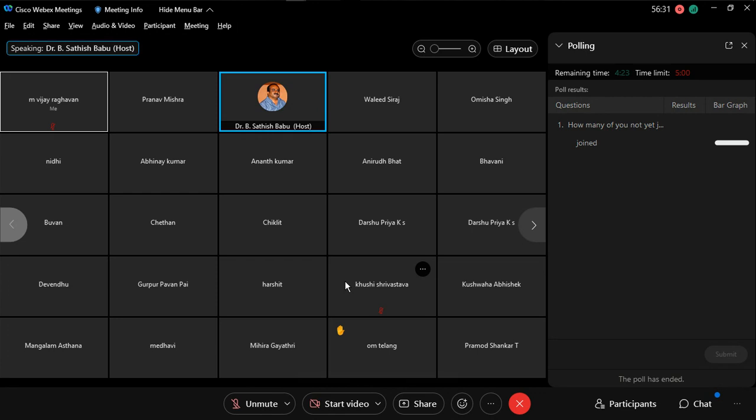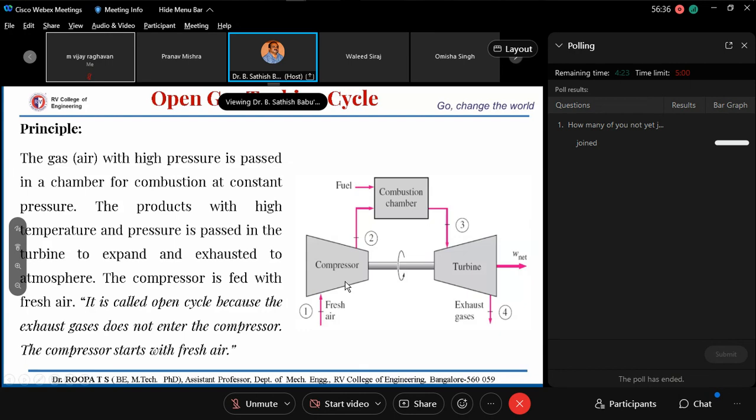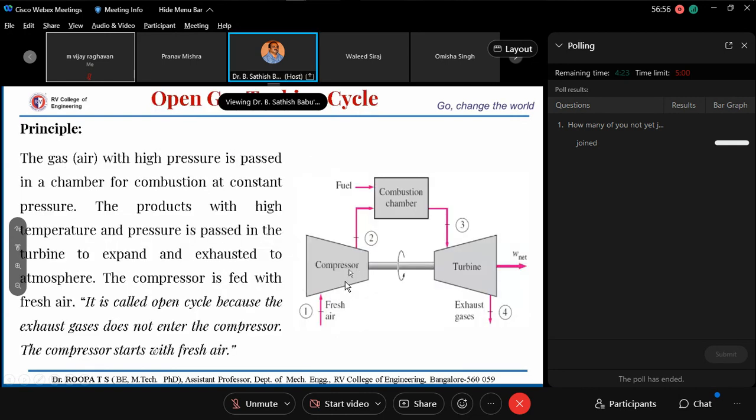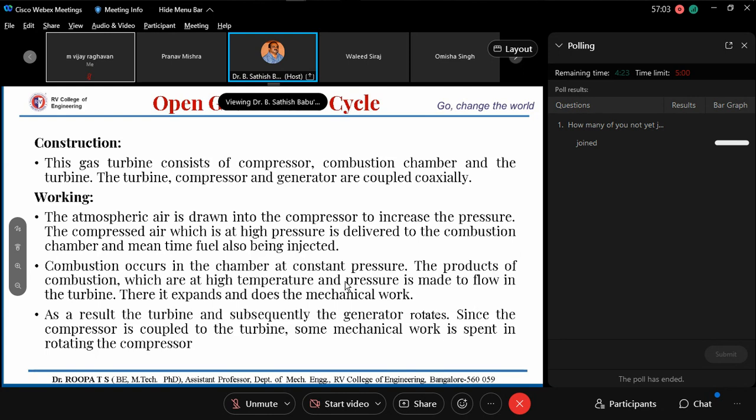That was just to see how many of you are attending. Moving on to the next one. So this gas turbine consists of a compressor, combustion chamber, and the turbine. The turbine, compressor, and generator are coupled coaxially. So that is what I told you. This compressor and the turbine are on the same shaft, so they are coaxial. Because part of the energy generated in the previous cycle is used for running the compressor.